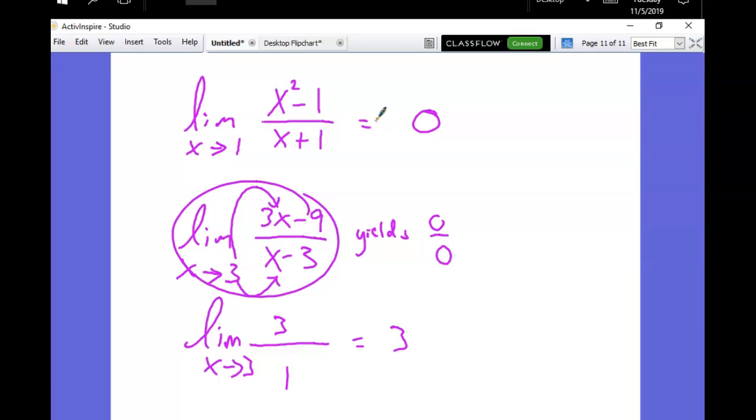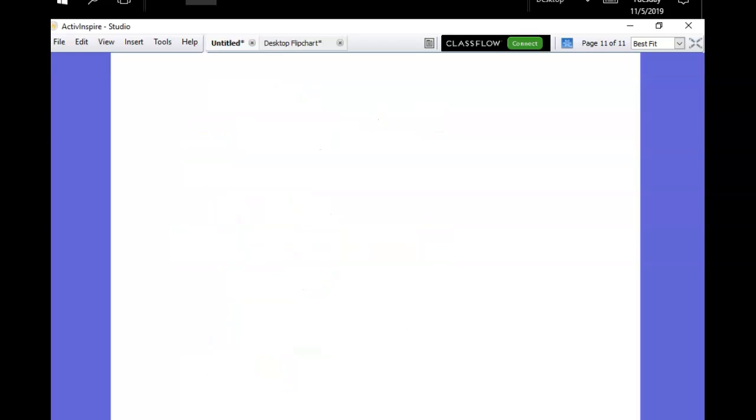So this one's not a L'Hopital problem. In fact, it's just a simple direct substitution problem. But this one was. So when you have 0 over 0, that's L'Hopital. Otherwise, you're going to stick with some other strategies that we looked at. All right, so there's that. Now, here's the thing. Have you guys noticed I've been writing yields? Okay, there's a reason for that.